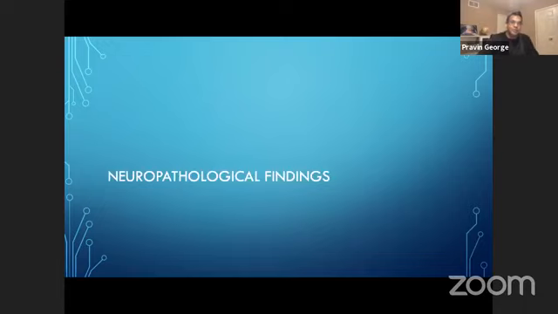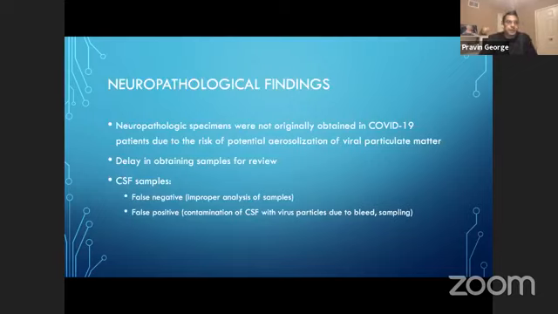Just going into the neuropathological findings a little bit here. Like I said earlier, neuropath specimens were not originally obtained in COVID-19 patients, really due to the risk of potential aerosolization of viral particulate matter. And so there was a delay in obtaining samples for any kind of review here. CSF samples also, there's this false negative, and we're not sure if this is due to improper analysis of sample or maybe it doesn't live in the CSF. Or maybe it doesn't enter the CSF and it just has direct neuronal activation. But CSF samples have all been pretty much negative outside of some of these single case reports.